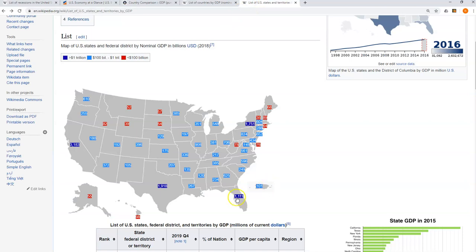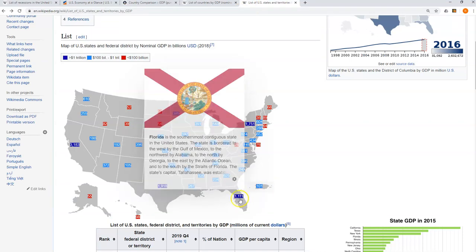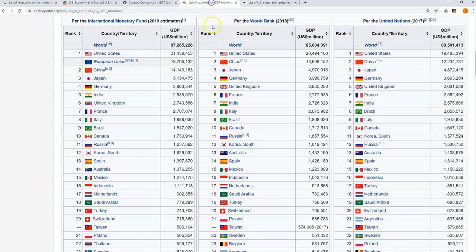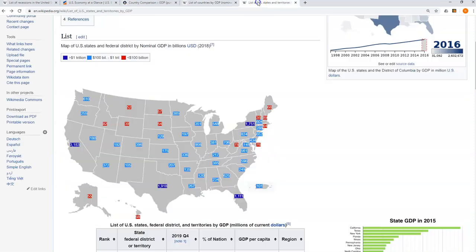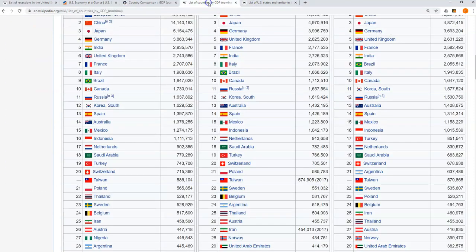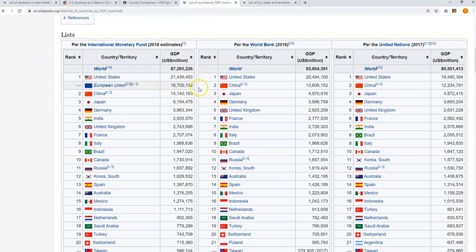Florida is the fourth largest state in the union with about $1.1 trillion. And if we were to separate from the union, it will be right here, about the size of Indonesia. All right, again, this is using nominal GDP.